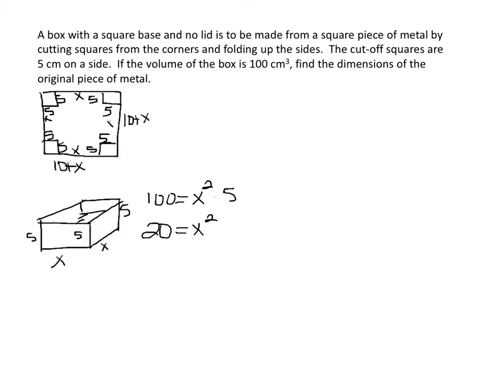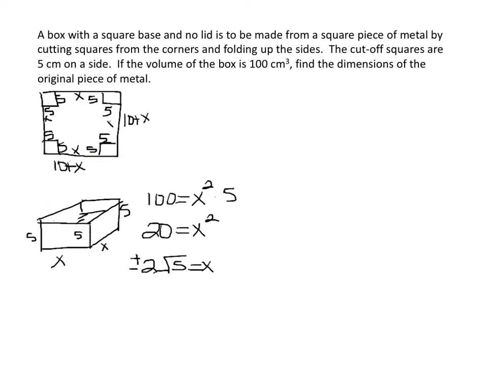And then, of course, we take the square root of both sides and we get plus or minus 2 square roots of 5 is equal to x. And so now what they're saying is we actually want the dimensions of this original piece of metal. So we need 10 plus x.